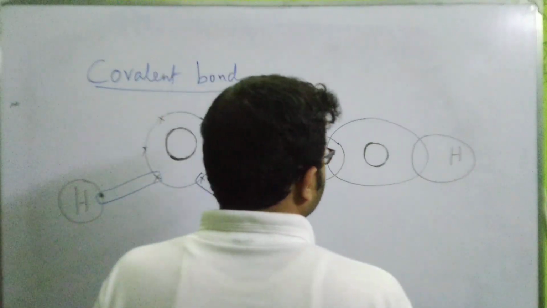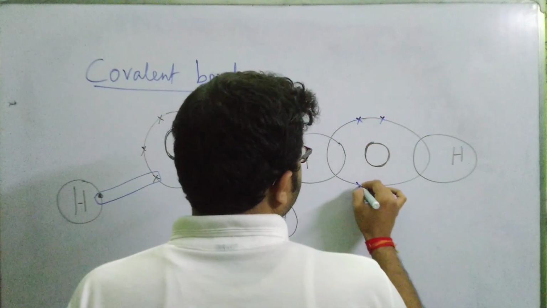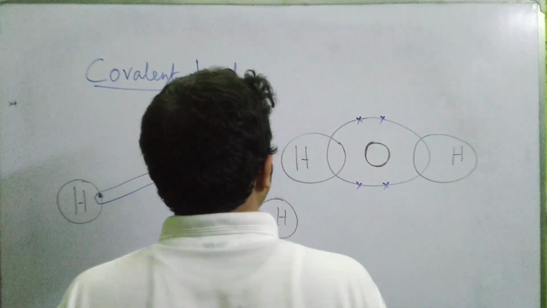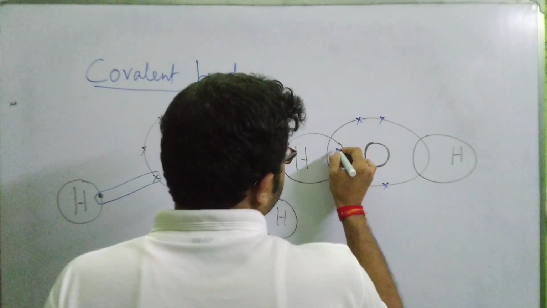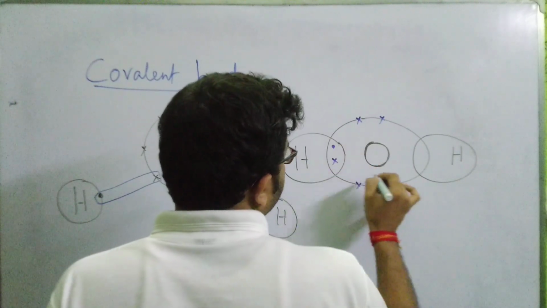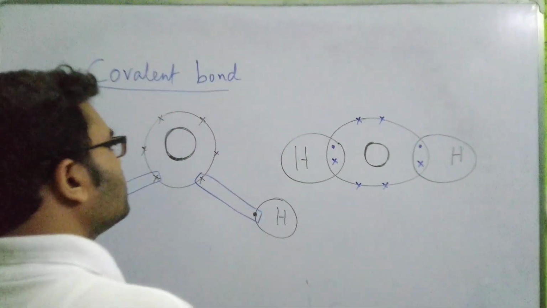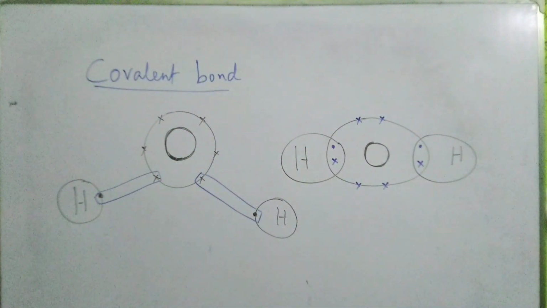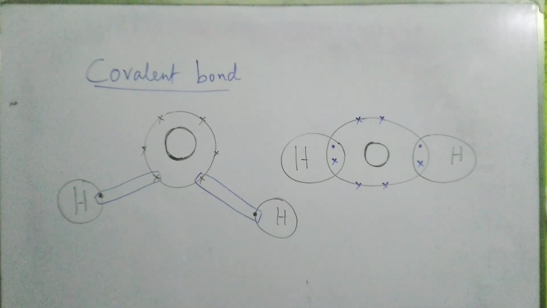Now see, oxygen has 6 electrons, 1, 2, 3, 4. These have not taken part in any bond formation, whereas the hydrogen atom shares its electron. So this is 1 electron of oxygen, this is 1 electron of hydrogen, this is 1 electron of oxygen. So hydrogen does not have any other choice but to share one of its electrons with one of the electrons of the oxygen atom. So in this way what happens? A sharing takes place, isn't it?